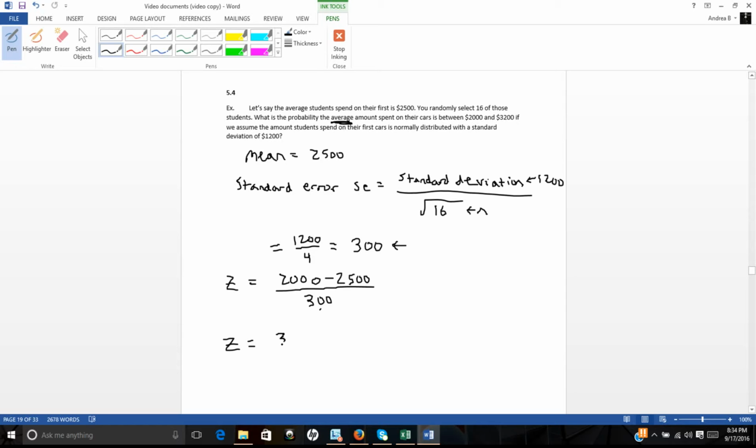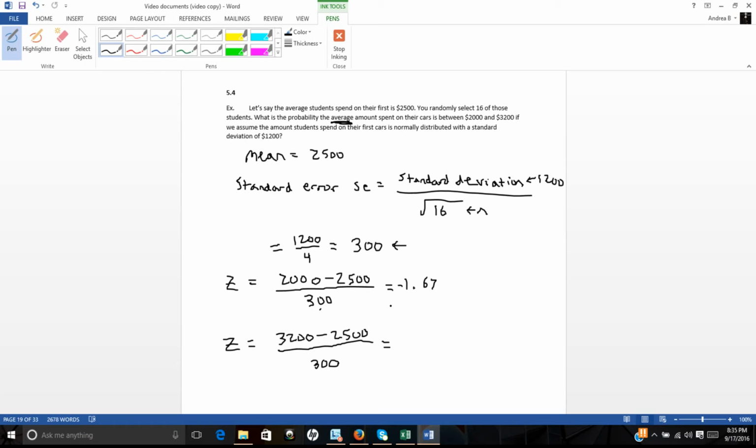Similarly, for the other one, we have the 3,200 minus the overall average, or the mean, over the standard error. Once again, whenever you're writing these out, we want to go out 2 decimal places for the z-score, since that's all the further we can go whenever we're looking it up in the table anyway. So for the first one, we get 1.67. And keep in mind that since the value was less than the mean, it should be negative. Make sure you're also double checking to see if you're getting the same answers.